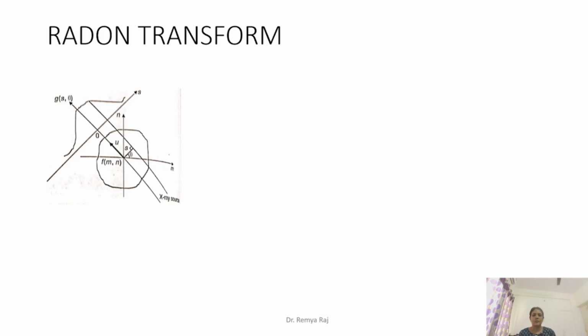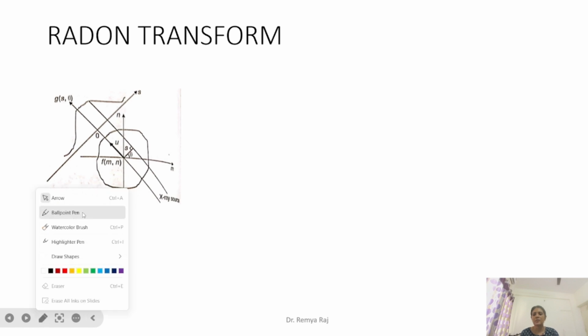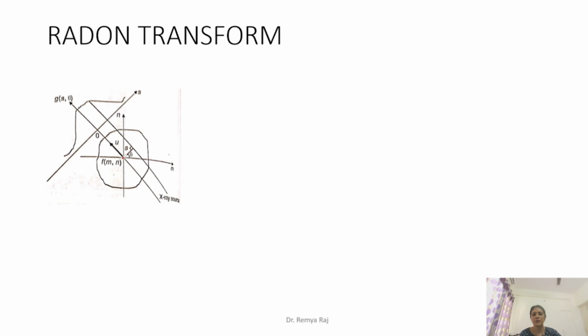Here, I hope you can see this picture. This image is f of m comma n. Till now we have studied the image as f of x comma y, so we also see this as f of x comma y. It is the object, and we pass the X-ray beam through this object and get the projections in the S-plane. You can see two X-ray beams, X-ray beam 1 and X-ray beam 2.